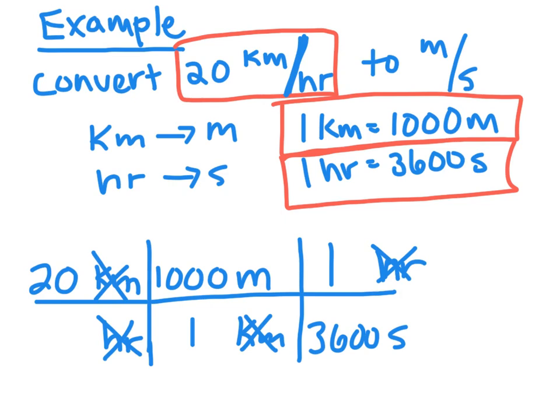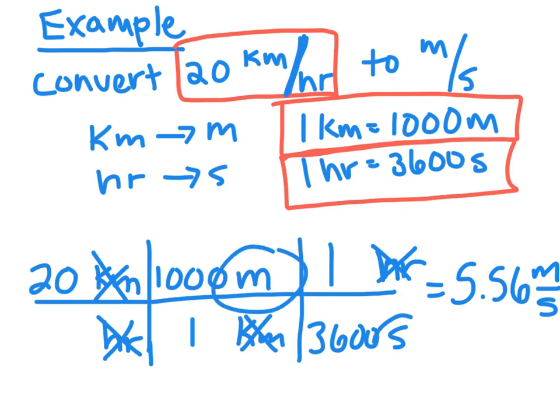And when I multiply 20 times 1,000, I get 20,000. And I'm going to take that 20,000 and I'm going to divide it by whatever's on the bottom. So what's on bottom is 3,600. So when I do 20,000 divided by 3,600, I end up with 5.56 meters per second. That's meters per second. And I've done it. That's my answer.